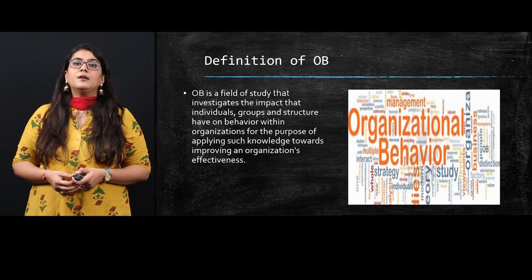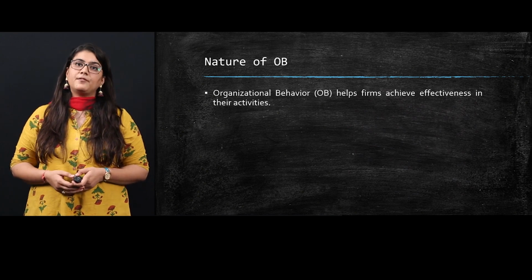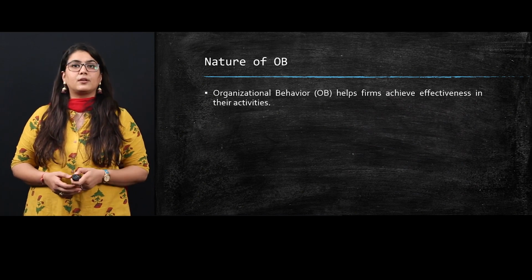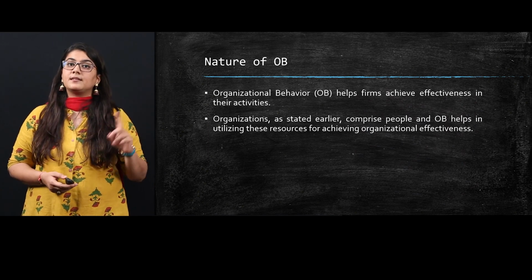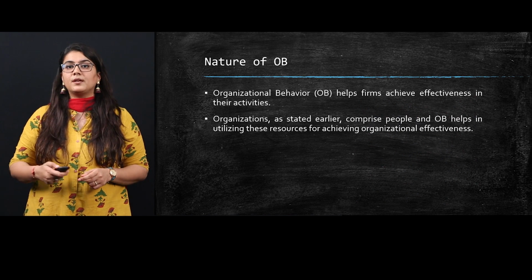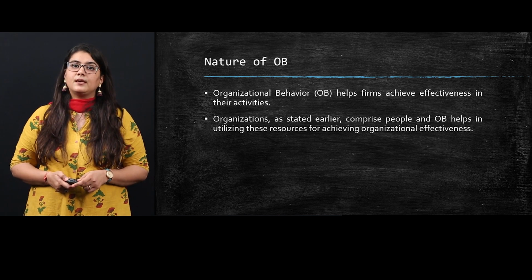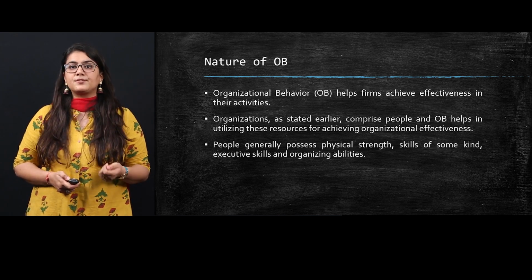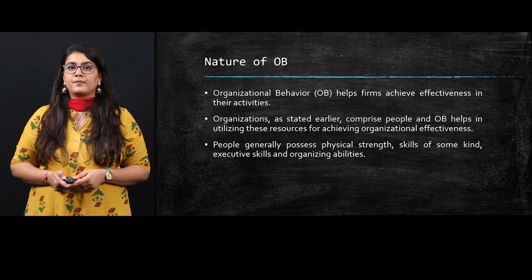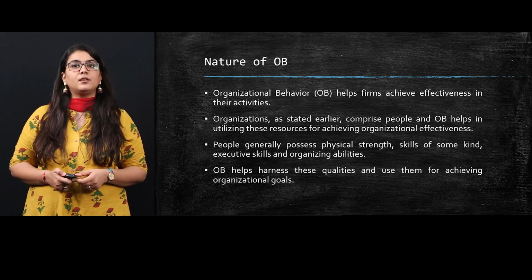After the definition, we would be covering the nature of OB, how OB actually is. Organizational behavior helps firms to achieve effectiveness in the activities conducted in the organization. Organization, as stated earlier in the meaning and definition portion, comprises people, comprises humans, and OB helps in utilizing these resources for achieving organizational effectiveness. People generally possess physical strength, skills of some kind, effectiveness skills and organizing abilities. And OB helps harness these qualities and use them for achieving organizational goals.